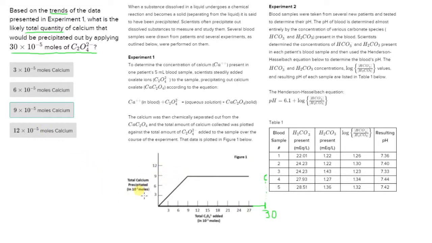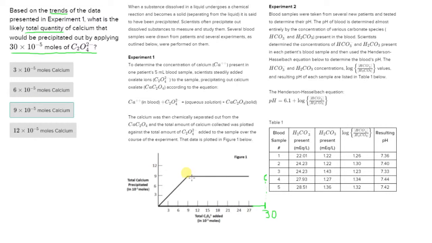times 10 to the negative fifth moles, right? So it's in the same way, it's in 10 to the negative fifth. So at 9 times 10 to the negative fifth, and then it keeps going and it stays there. So the calcium stops precipitating out with a total being at 9 times 10 to the negative fifth. So we can guess that this data is trending, just is not moving anywhere.